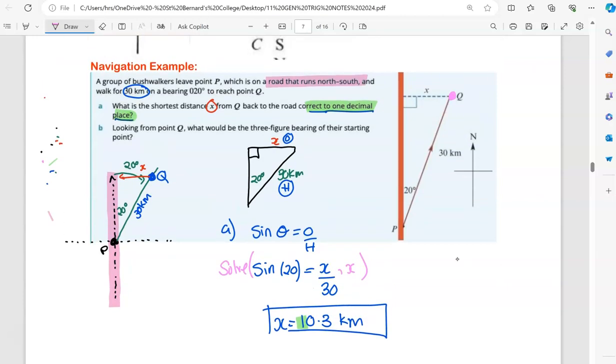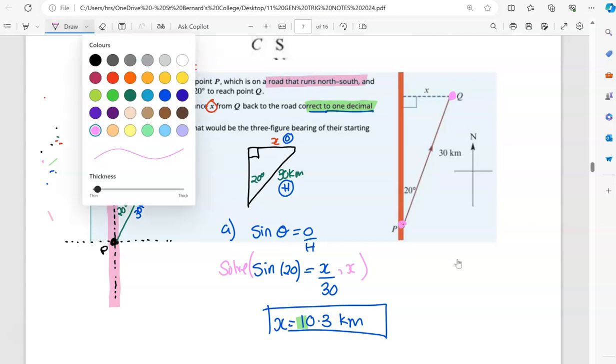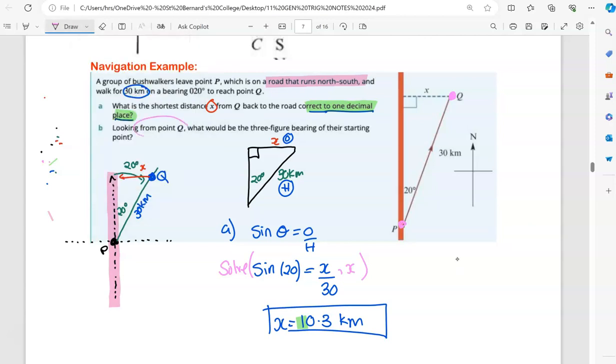So they want the true bearing back from Q. When you see this, the "from" bit, that means that's where you need to be, and you need to draw your compass. So I'm drawing my compass up there. And remember, true bearing is from the north all the way around.